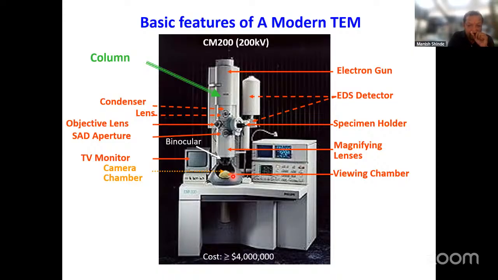Nowadays, this viewing chamber is directly attached to the computer, so you don't have to see through that viewing chamber. You can directly obtain the image on the computer. Previously, there was this viewing chamber and operators used to view through that chamber, focus and defocus the imaging. So that was a very cumbersome job. But nowadays, because of these technology advancements, you get the information directly on the computer.